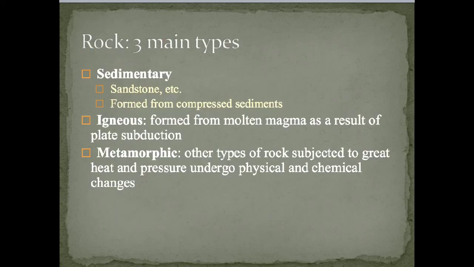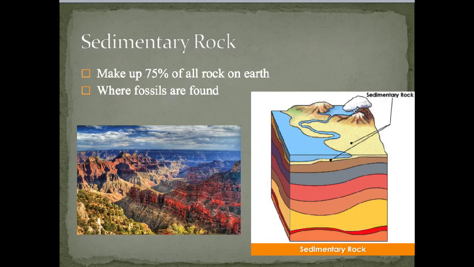And last but not least, looking at the main types of rocks. We have sedimentary, igneous, and metamorphic. Sedimentary is formed by compressed sediments, for example sandstone. Igneous forms from molten magma that results from plate subduction. And metamorphic, meta, big, morphic, change, are the types of rocks that are subject to heat and pressure that undergo physical and chemical changes.